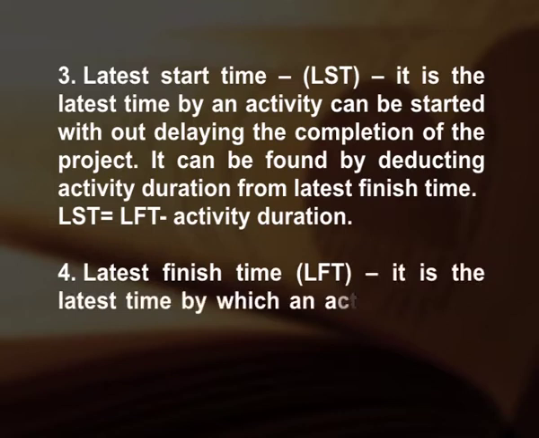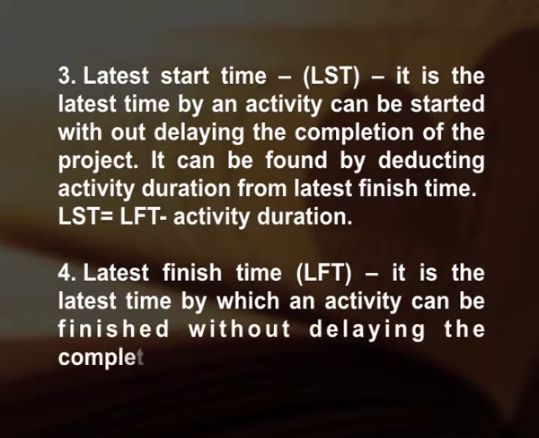Latest finish time. It is the latest time by which an activity can be finished without delaying the completion of the project. Steps to determine the critical path. Break down the project into various activities systematically. All the activities are to be arranged logically. Then construct an arrow diagram. Number all the nodes or events and activities. Mark activity time on arrow.